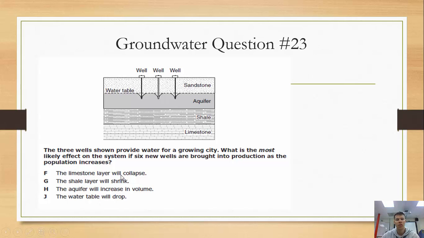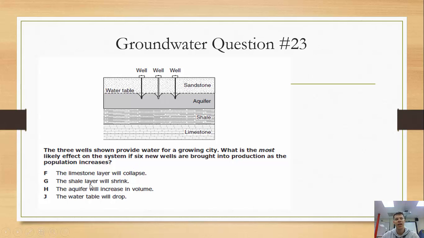The limestone layer will collapse. No, the limestone layer is not going to be affected. All right, don't overthink it. Maybe you're thinking the limestone layer, or there's karst topography, there's caves, there's caverns, it could crumble and sink. All right, don't overthink it. The well's not in the limestone layer.